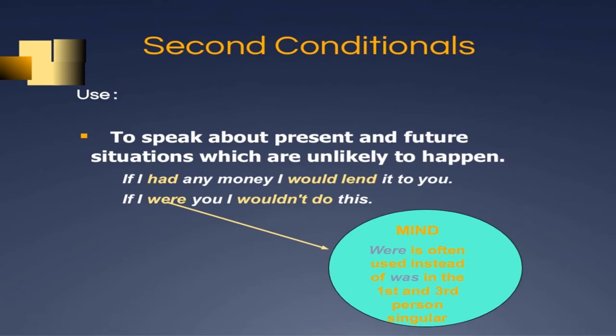Now the use of the second condition is whenever we are talking about present and future situations which are unlikely to happen, which cannot happen, which are not possible. For example, if I had any money, it means right now I'm not having money. If I had any money, I would lend it to you. And if I were you, I cannot be you. The situation is clear. That's why we use: if I were you, I wouldn't do this.